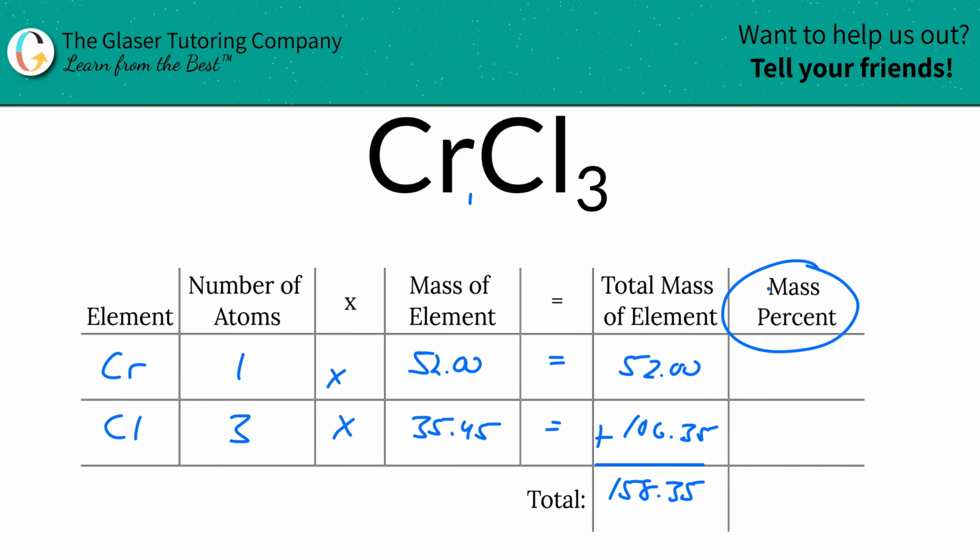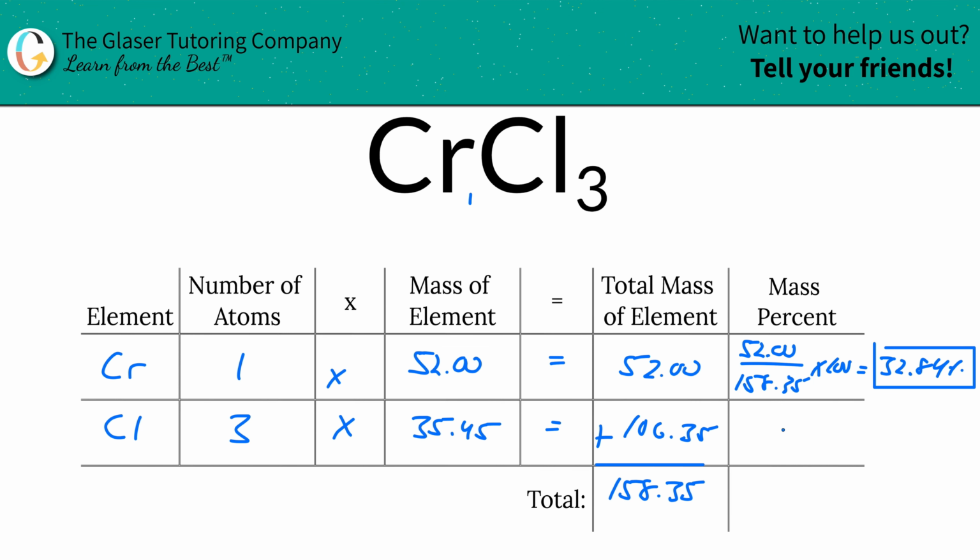So to find the mass percent of chromium, all we have to do is take the total mass of chromium and divide it by the total mass of the entire compound. So this is a simple percent calculation, part over whole, and then multiply that by 100. When you do that, the answer comes out to be about 32.84%. All right, so that's the percent composition of chromium.